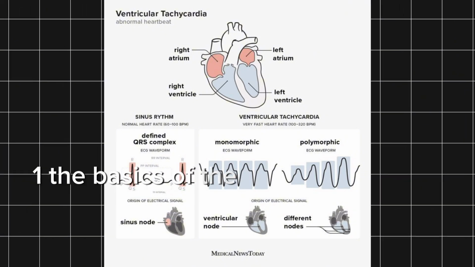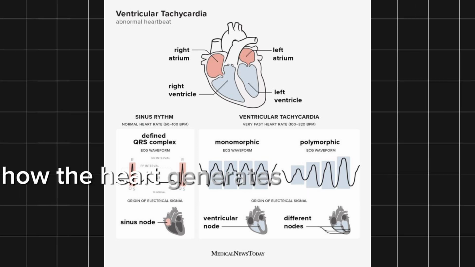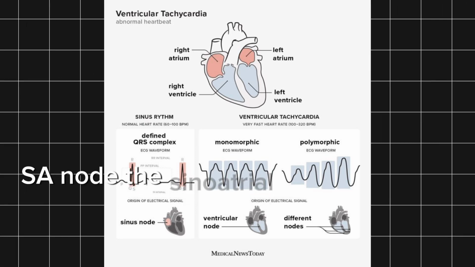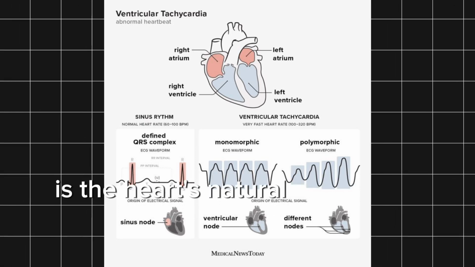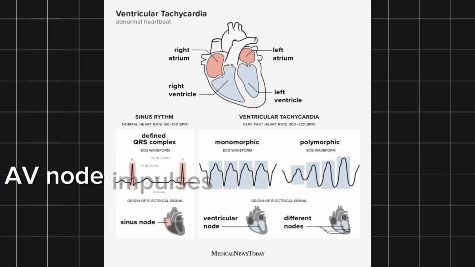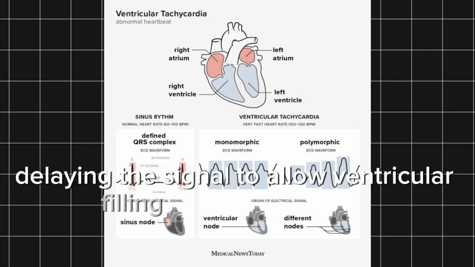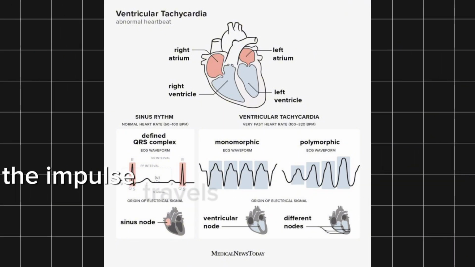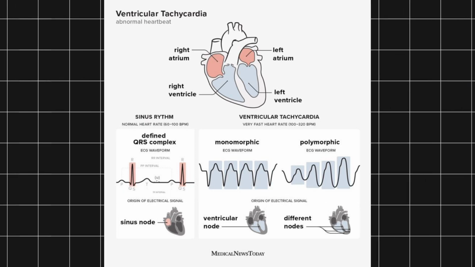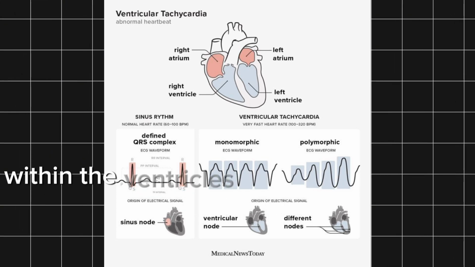1. The basics of the cardiac electrical system. To understand VT, we must first review how the heart generates and propagates electrical signals. Normal conduction pathway: SA node, the sinoatrial SA node in the right atrium, is the heart's natural pacemaker, initiating impulses at 60 to 100 BPM. AV node: impulses travel through the AV node, which acts as a gatekeeper, delaying the signal to allow ventricular filling. His-Purkinje system: the impulse travels through the bundle of His, bundle branches, and Purkinje fibers, stimulating ventricular contraction. Ectopic foci: in VT, abnormal electrical signals arise from ectopic foci within the ventricles, bypassing the SA node.